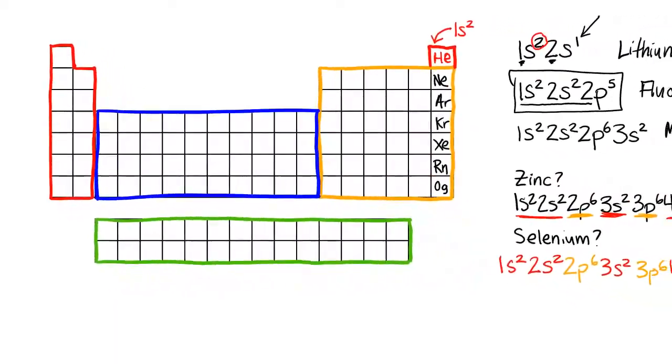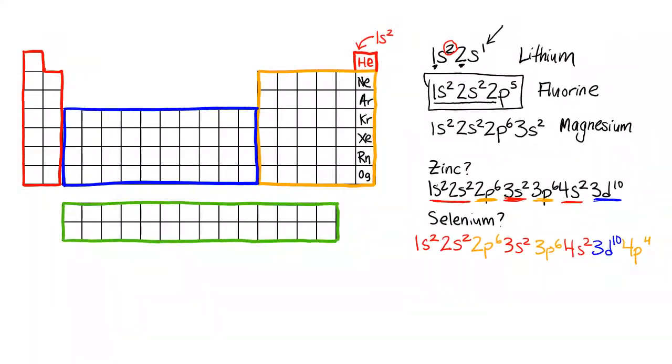Thinking about where selenium is, we know that selenium has an electron configuration that starts with 1s2 and goes all the way up to 4p4. But that's a lot to write. So instead of writing out all of that, what you can do, if you are permitted to use the shorthand formula or asked to use the shorthand formula, is find the most recent noble gas.